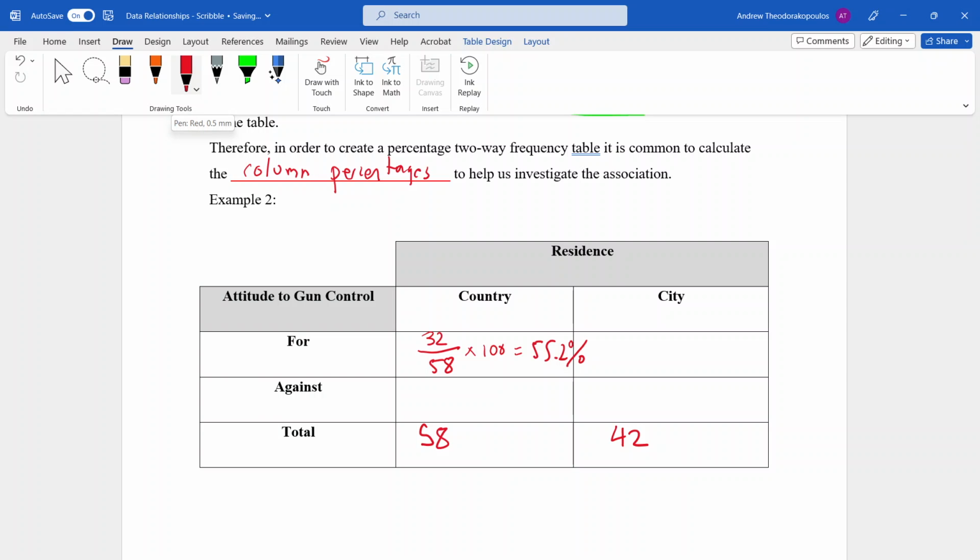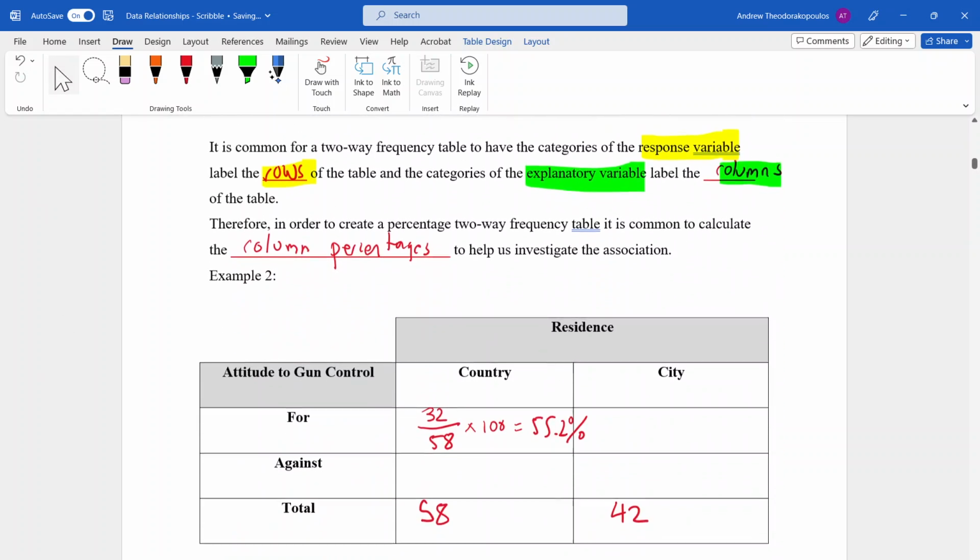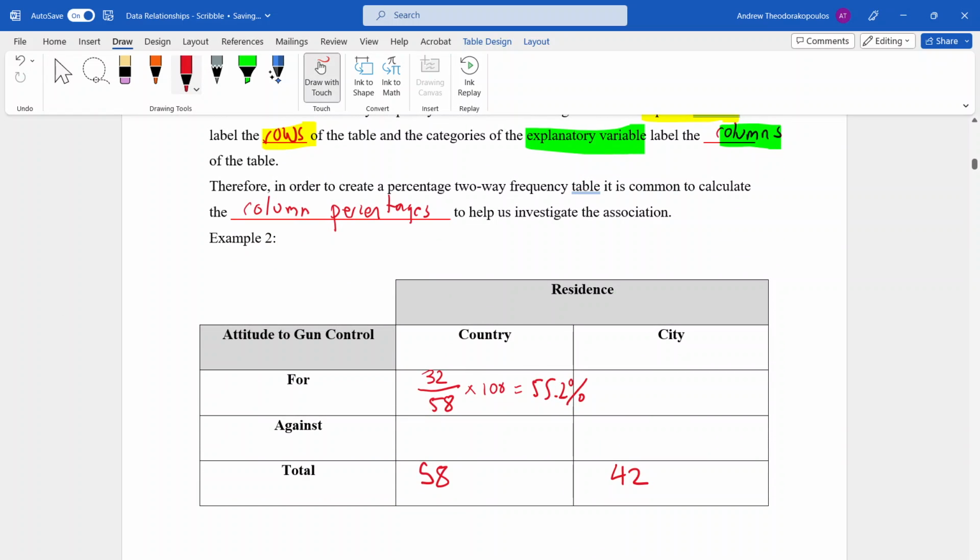From country, still, how many were against? Let's go back up and check. 26 were against gun control. So 26 out of 58, and that's going to give us a percentage of 44.8. Which means for the total people, 58 out of 58 times 100, that should give us a total of 100%.